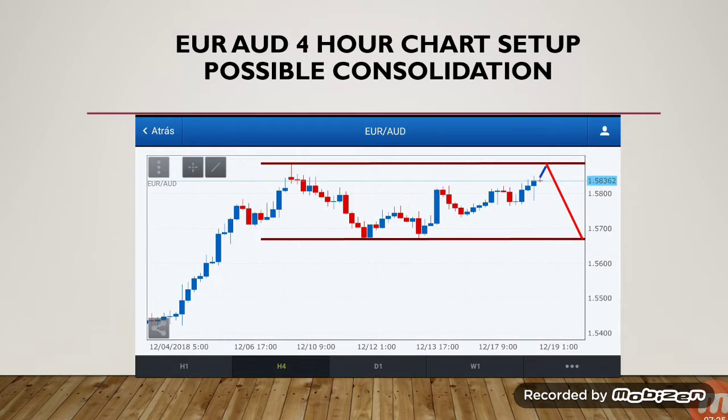Similar situation is developing on the Euro Aussie dollar 4-hour chart. Again, based on the nature of the bearish and bullish waves, it looks as if the market is going to be U-turning at this area here as part of the formation of a second bearish wave that will lead to the formation of a consolidation setup on this time frame.